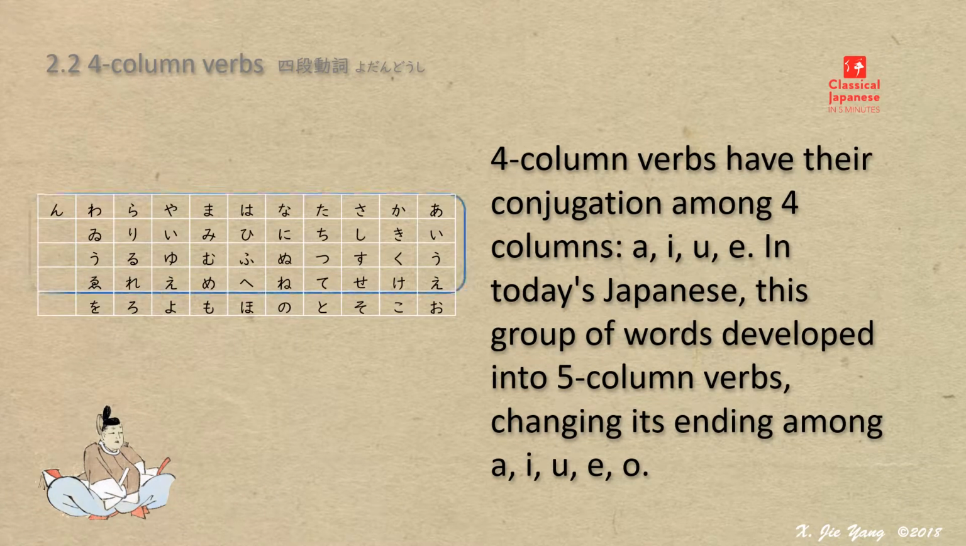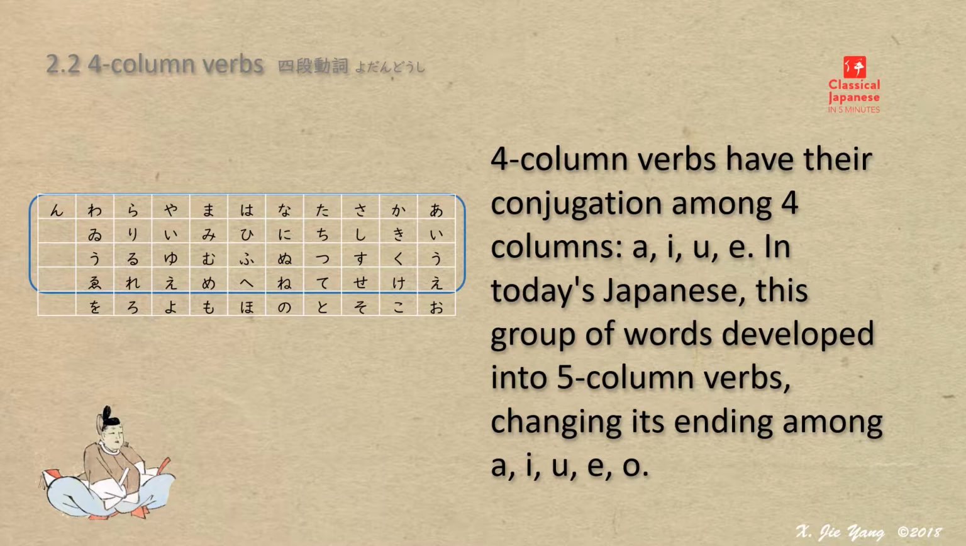We will take a look at the first group of verbs, 4-column verbs. Verbs that have their conjugation among 4 columns: A column, E column, U column, A column. This is the most basic conjugation in a verb, and about half of all verbs follow this structure.